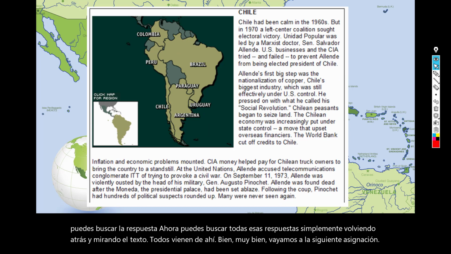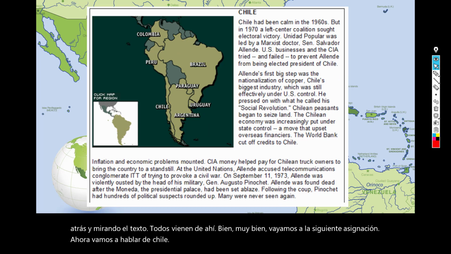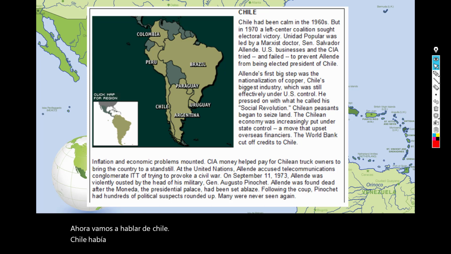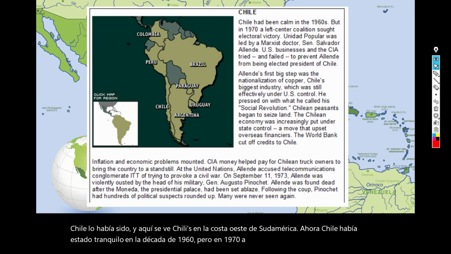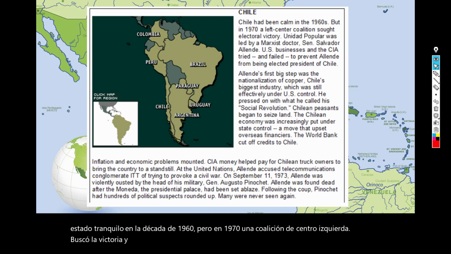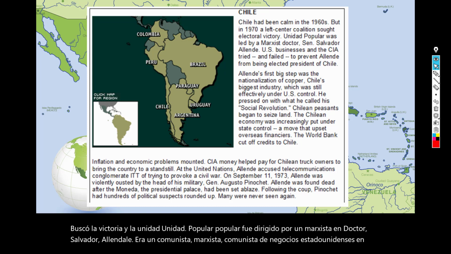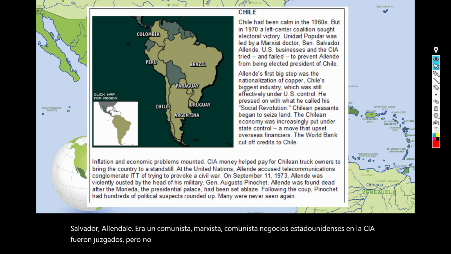Now we're going to talk about Chile. You see Chile is on the west coast of South America. Chile had been calm in the 1960s, but by 1970, a left-center coalition sought victory. Unidad Popular was led by a Marxist doctor, Salvador Allende. He was a communist, a Marxist communist. U.S. businesses and the CIA tried but failed to prevent Allende from being elected president of Chile.